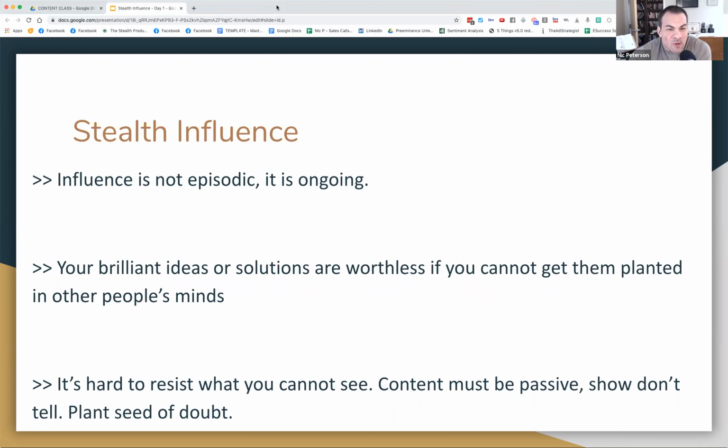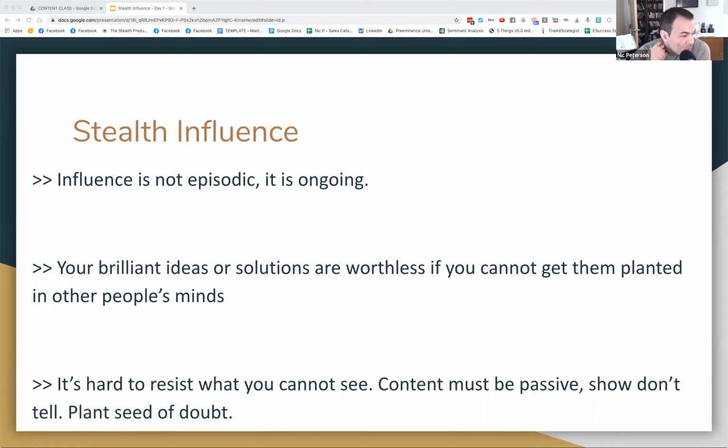And it has to be under the radar. It has to be stealth. Nobody wants to be sold. Everybody wants to buy, right? The concept of influence has to be stealth. It's not episodic, it's ongoing. Okay, influence is ongoing. So when we're making content, we have to, as much as possible, be ourselves.